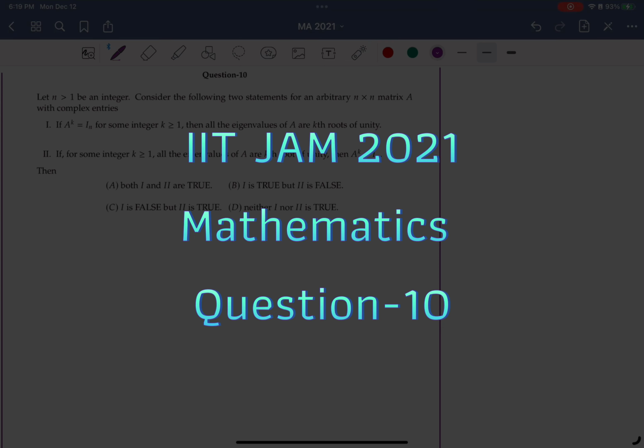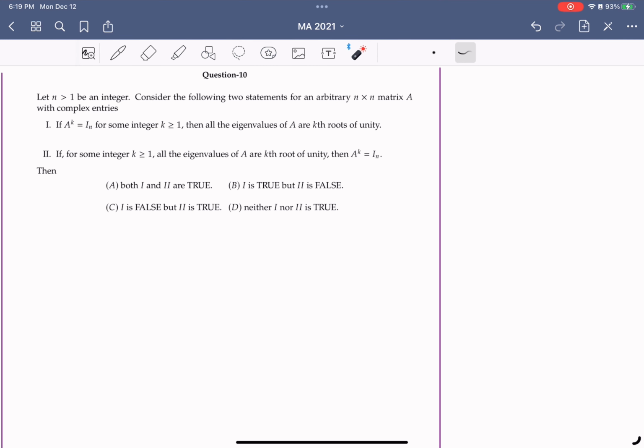Hi, in this video we solve question number 10 of IIT Exam 2021 Mathematics paper. Here's the question. For n greater than 1, an integer, we have two statements for an arbitrary n cross n matrix. The first statement is that if the kth power of A is the identity matrix for some positive integer k, then all the eigenvalues of A are the kth root of unity.